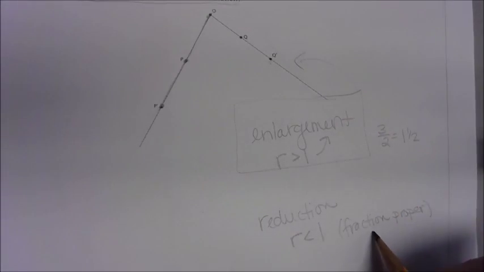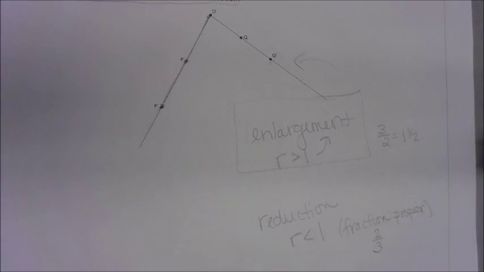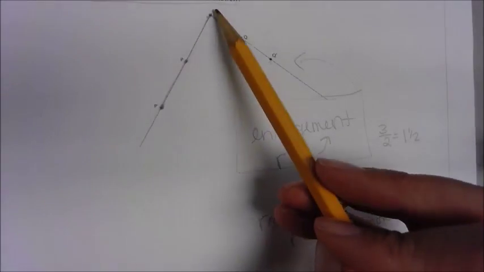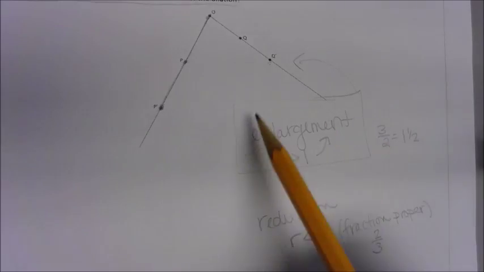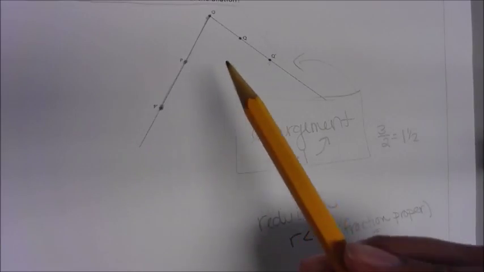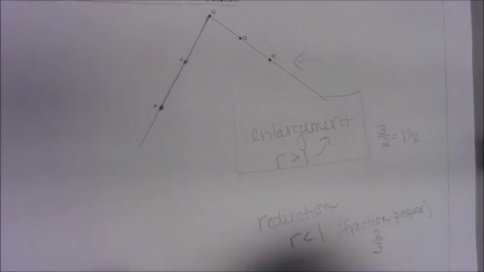But if I have 2/3, that's a proper fraction. That's less than 1, so that would create a reduction. So if I can see that the prime or the new one is further away from the center, then I know that it is an enlargement. If it would be closer to the center, then it would have been reduced to the size of the original figure.